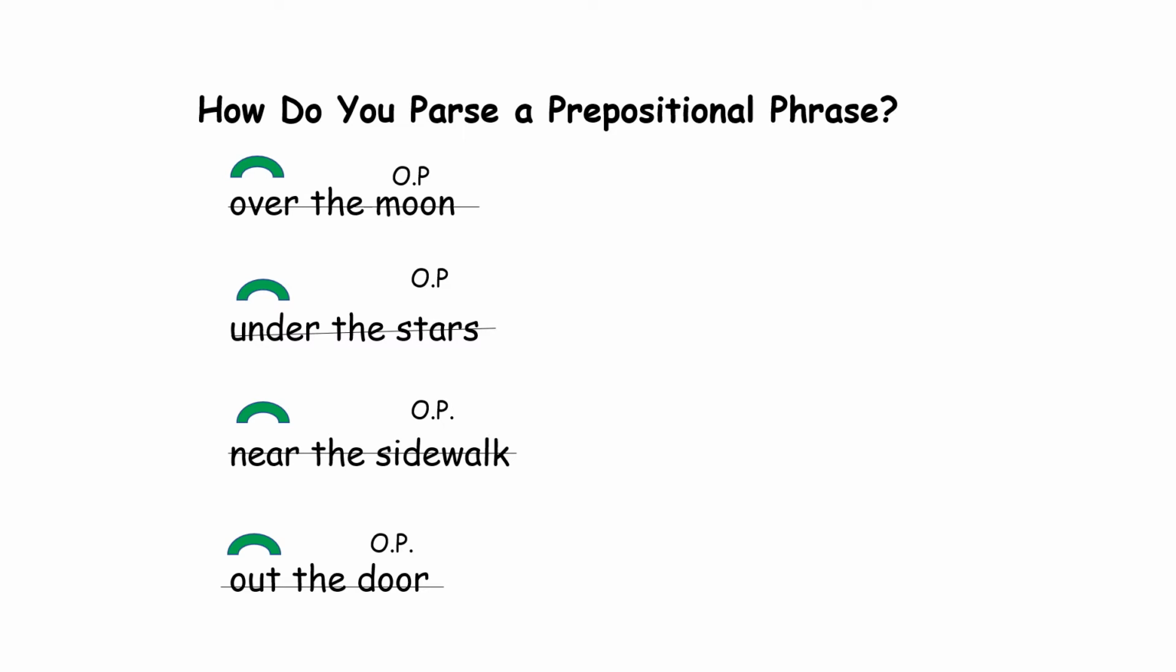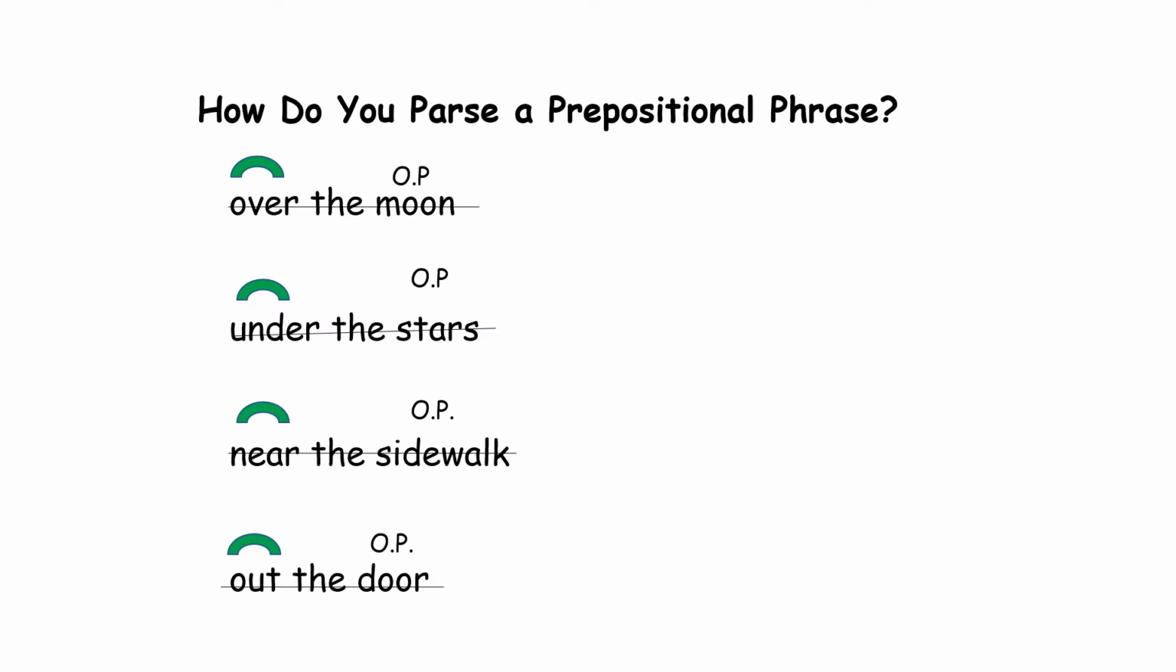That noun or pronoun that it ends with is called the object of the preposition, and we abbreviate that with OP. Under the stars. Again, we look for our preposition. If you've memorized that list, you know that the word under is usually a preposition. We put our green horseshoe up and we keep marking out until we get to our noun or pronoun, which is stars. Stars is our object of the preposition. Near the sidewalk. We know that near is a preposition. We put our green horseshoe up, we mark through until we get to the noun or pronoun, and we label that OP.